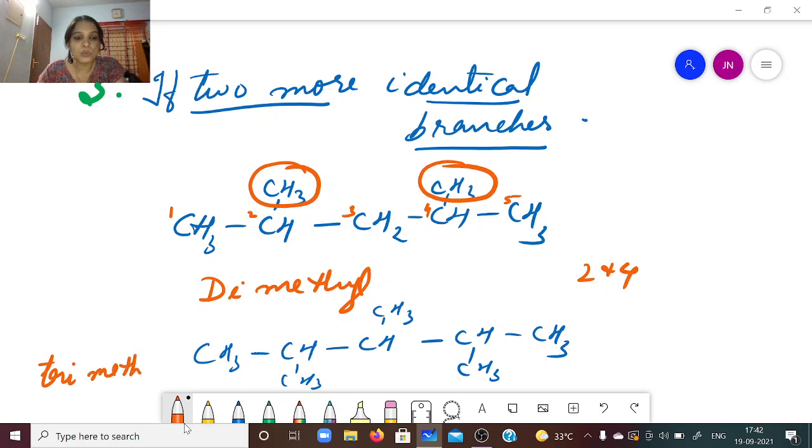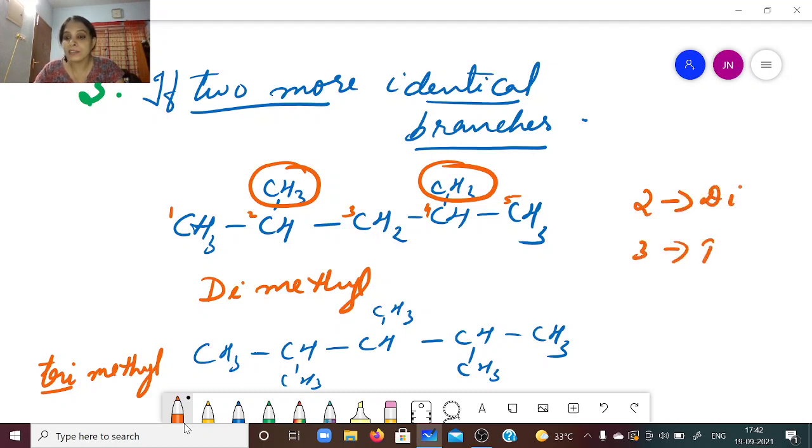That means I can use the word tri, T-R-I, which means three. Di means two. So what are the words I can use? I will tell. If two, it is di. If three, it is tri. If 4, it is tetra. If 5, it is penta. And 6, till 6 is enough, hexa.